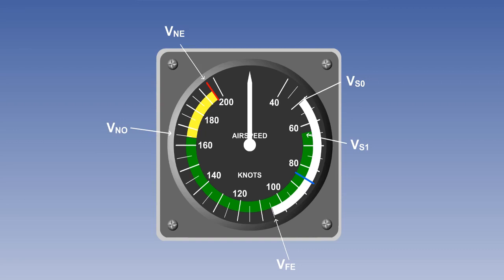In addition to the coloured arcs, certain critical speeds may also be defined by coloured radial markings. The VNE speed of 195 knots in our example is marked with a red radial line. The blue radial line, known as blue line speed, or VYSE, denotes the best rate of climb speed for single engine operation on a twin engine aircraft.